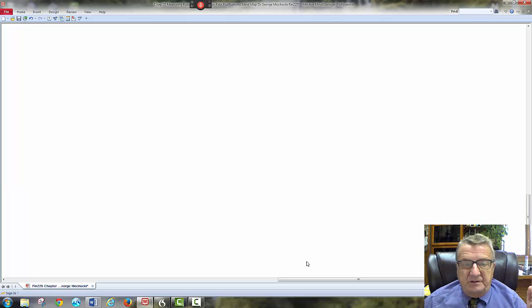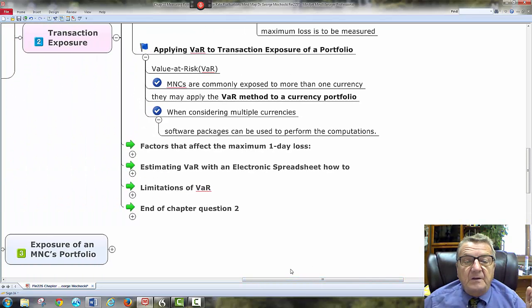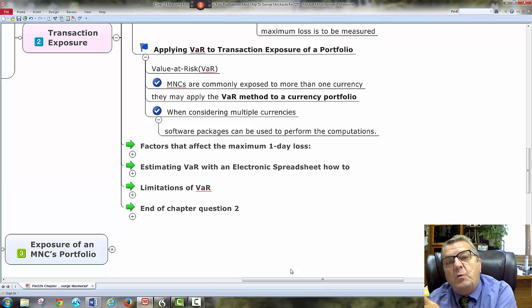Remember, I'm looking at that, or just turn it off, write it out. MNCs, commonly exposed to more than one currency, may apply the value at risk method to a currency portfolio. When considering multiple currencies, use the software packages, there's no way you're going to do that by hand. You can be there forever. Put the numbers out. You're looking at the bottom line, but you have to understand what parts of the equation relate to what when you get that answer out there.